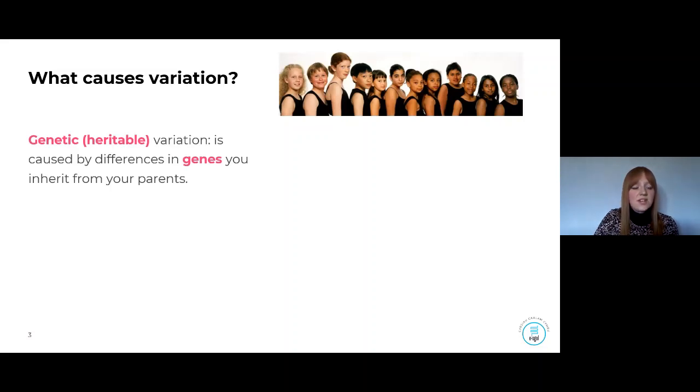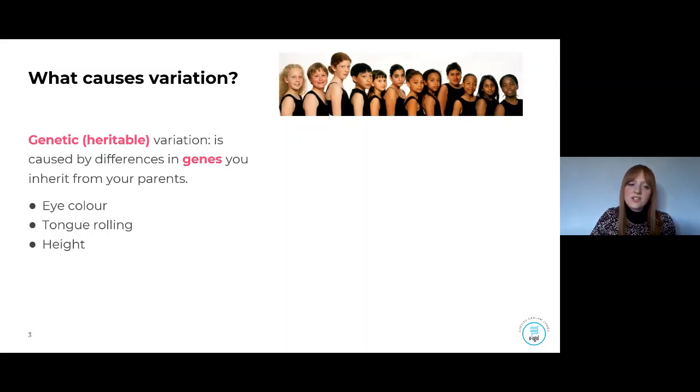Some of that variation is due to genetic causes, so we call it genetic variation. This is caused by differences in your genes that you inherit from your parents. Okay, for example, eye color, tongue rolling, so the ability to roll your tongue or not, and height are 3 examples of variation that can be caused by your genes.